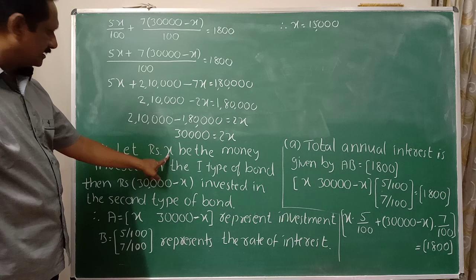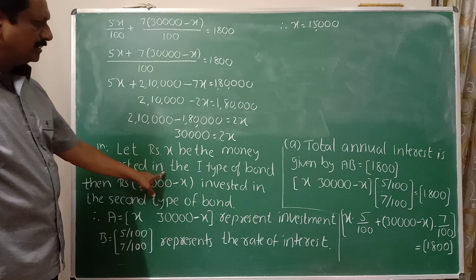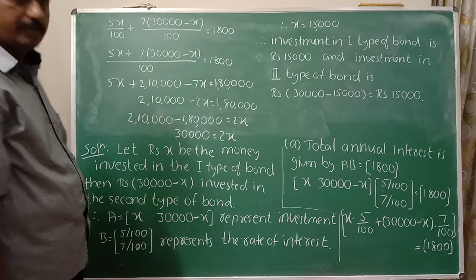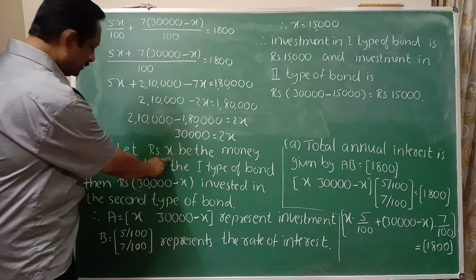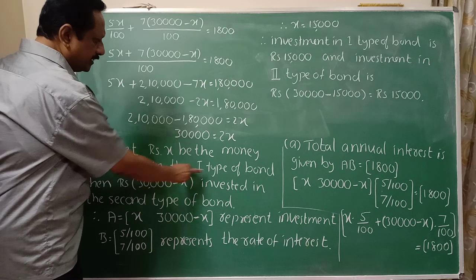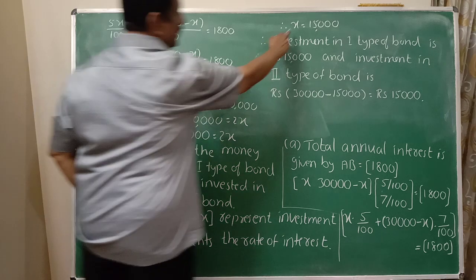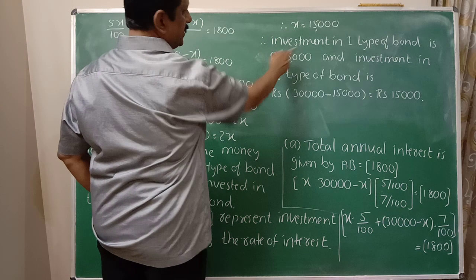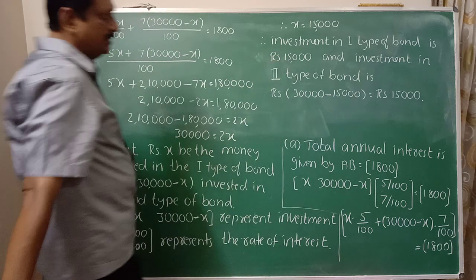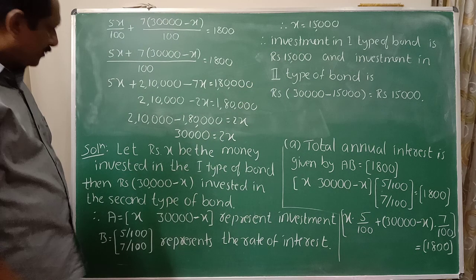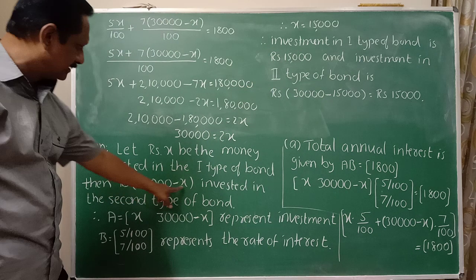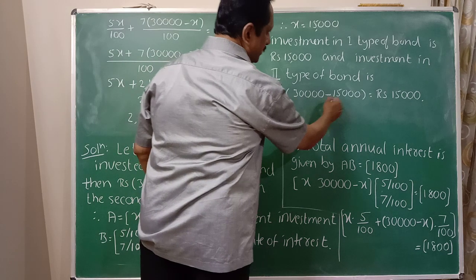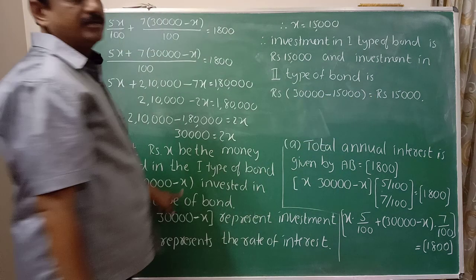Here x represents the money invested in the first type of bond. So x is equal to 15,000. The investment in the first type of bond is rupees 15,000. And the investment in the second type of bond is 30,000 minus x, therefore 30,000 minus 15,000 gives rupees 15,000.